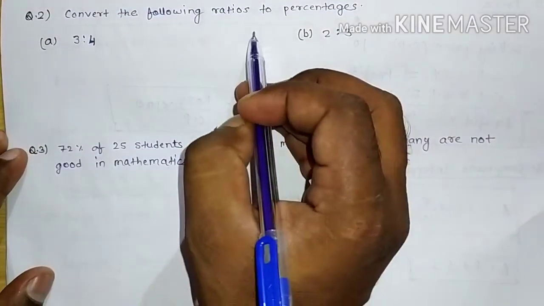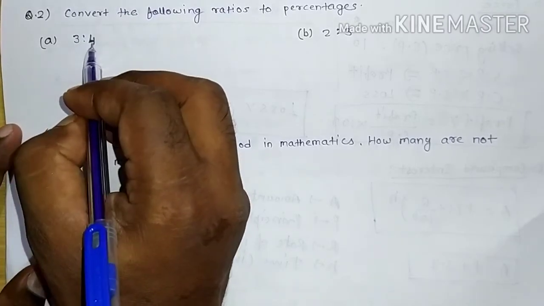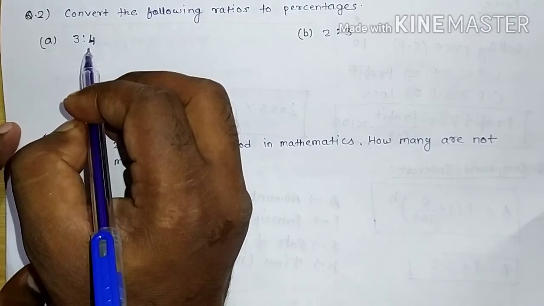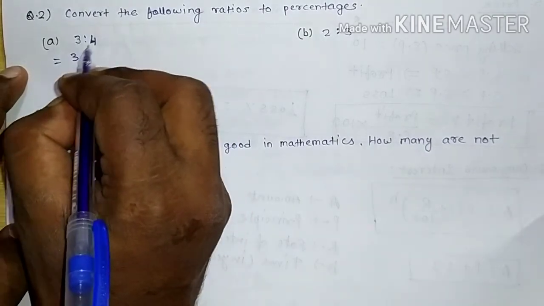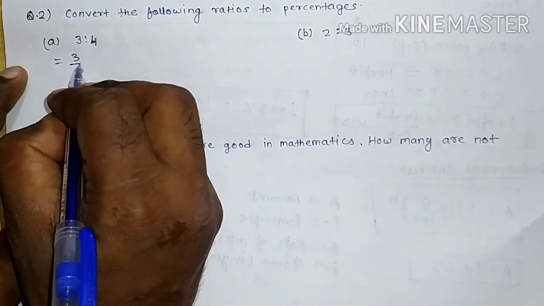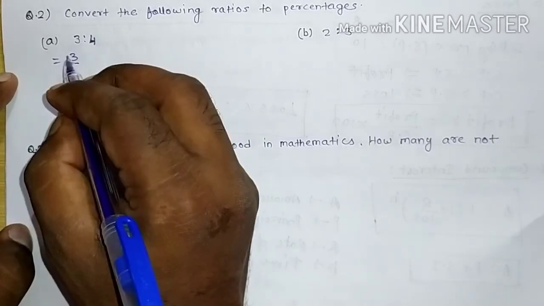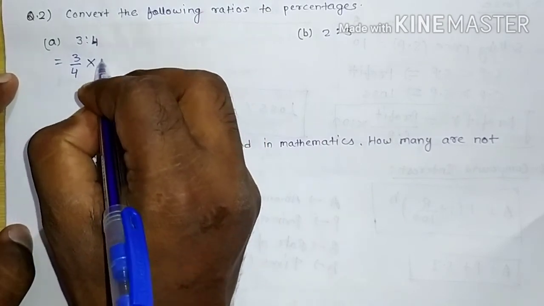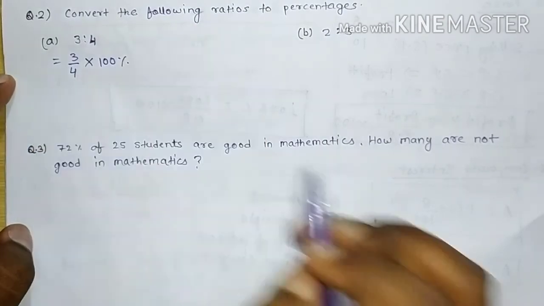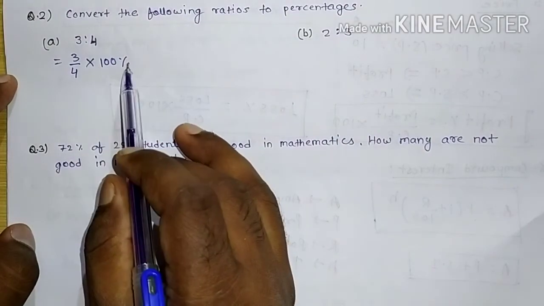The next question, that is question number 2. Convert the following ratios to percentages. Here some ratios are given, 3 is to 4 is given, and we have to convert it into percentage. So we can write 3 upon 4, and here we have to convert 3 by 4 into percentage, so just multiply by 100%.